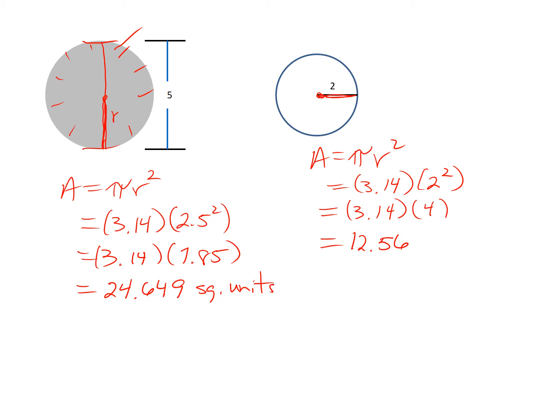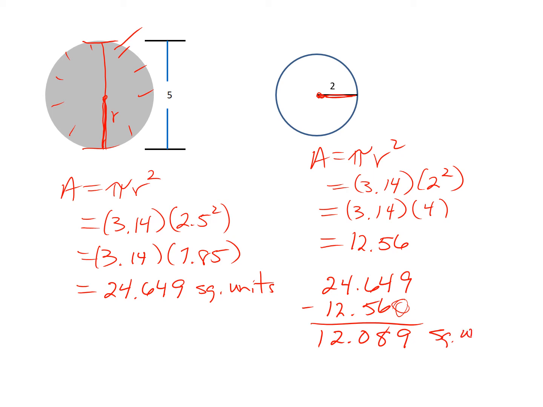We said we had to subtract that from the larger one, right? So if we had 24.649 square units in the large circle, and we subtract from that the 12.56 in the smaller circle, now we can put a 0 here if it makes us feel better, right? 9 minus 0 is 9, 14 minus 6 is 8, 0, 2 is 2, 1. So it's 12.089, and again, we're talking about area here, so it's square units.